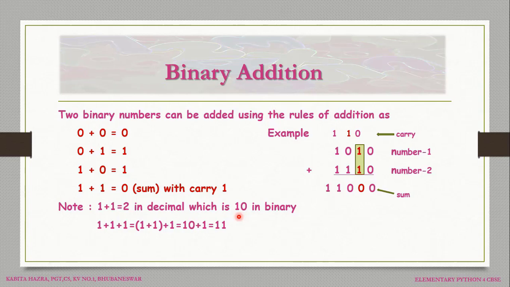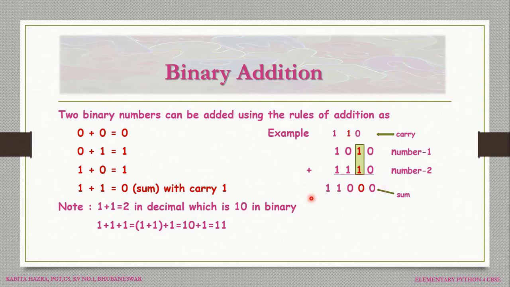Let us now see binary addition. Two numbers can be added by using the rules of addition as 0 plus 0 is 0, 0 plus 1 is 1, 1 plus 0 is 1, but 1 plus 1, the sum will be 0, but there will be a carry 1. As we know that 1 plus 1 is 2, 2 in decimal is equivalent to 10 in binary, so the sum is 0 and carry is 1.